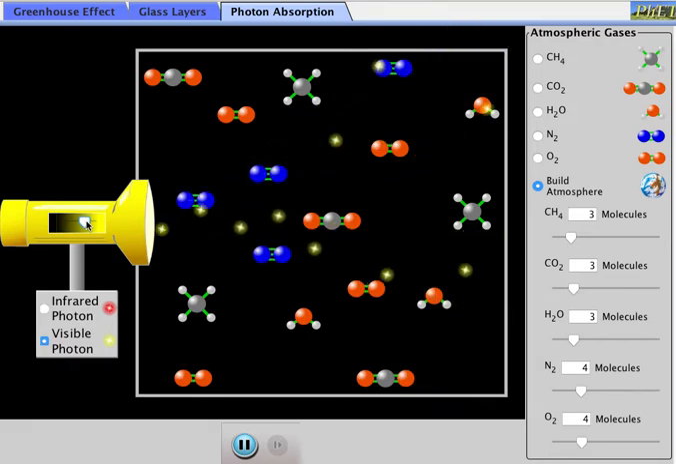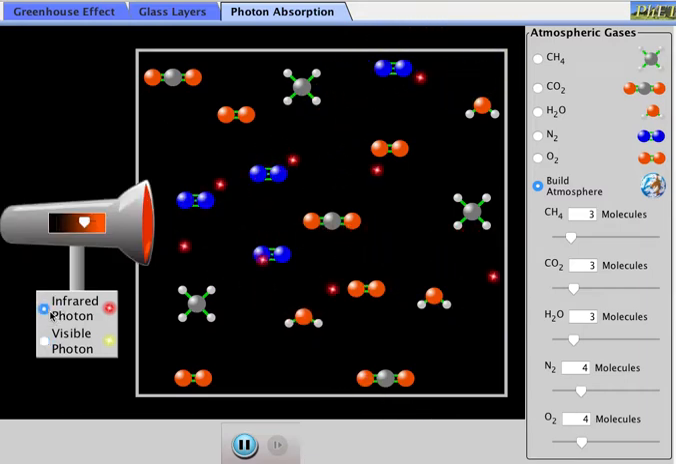Pretty boring, nothing happening. Let's switch to the infrared. Now heat energy wavelength is hitting these molecules, and notice which ones are doing a little dance. It's a vibration. The technical term is resonate. Different molecules will resonate if heat energy hits them.